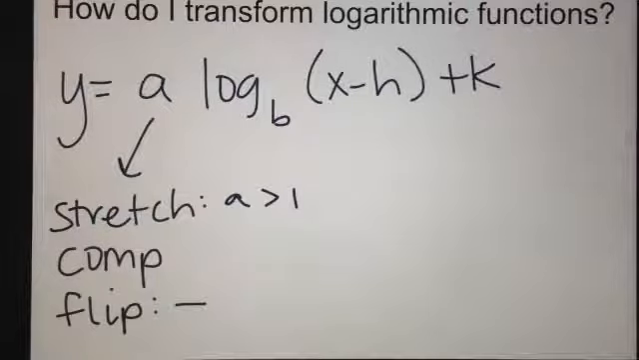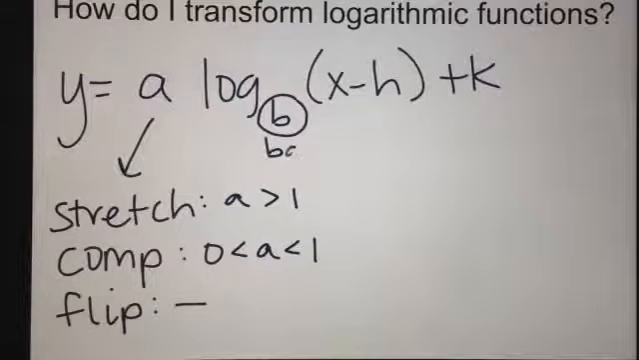And then it's a compression if a is between 0 and 1. And that could be positive or negative. So that could be positive 2/3, negative 1/2. Any of those would be a compression. The b right here is actually a base. So this is not a transformation. That's just the base. We don't have to worry about anything else with that.